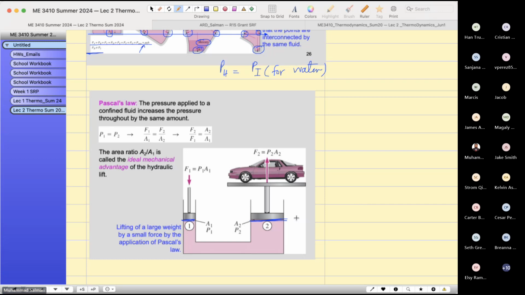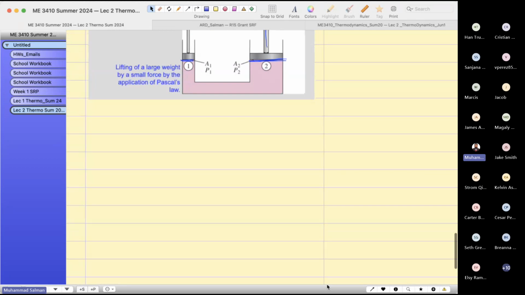Now, this is very useful, that you have to apply a small amount of force here to lift a large amount of weight because of Pascal's law, equal pressure at all locations for the same fluid. That will help us to lift the heavy weight with a small amount of force.